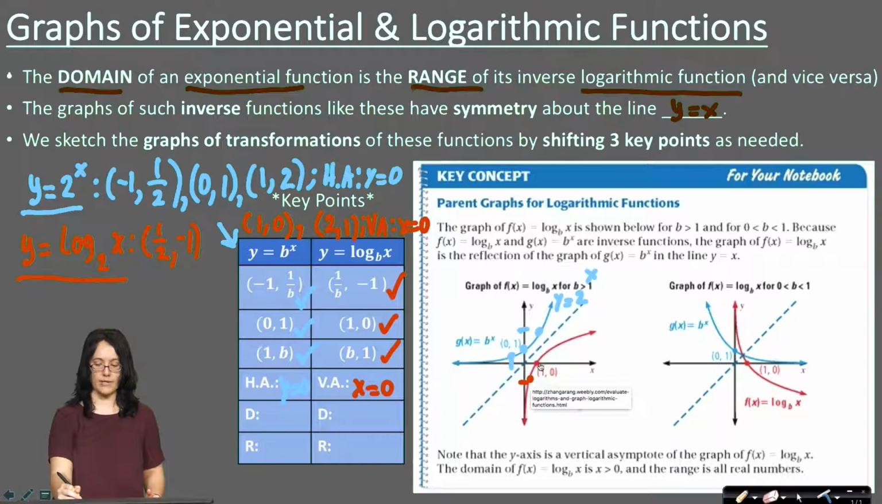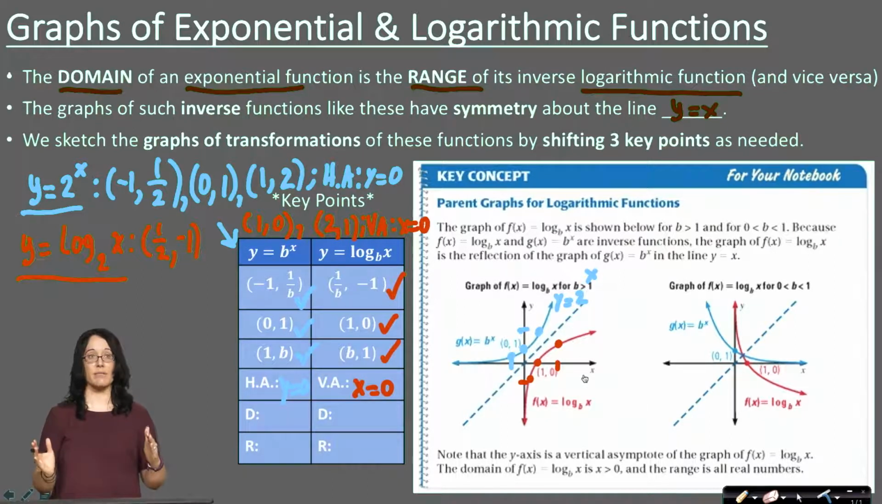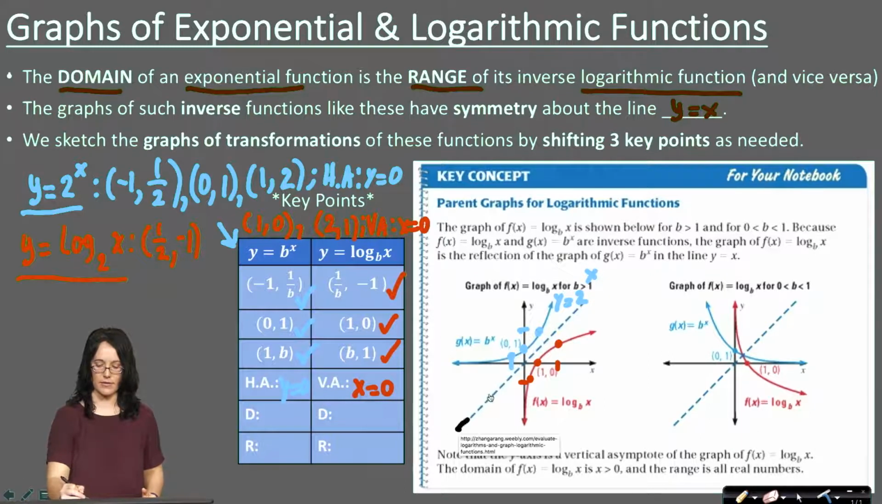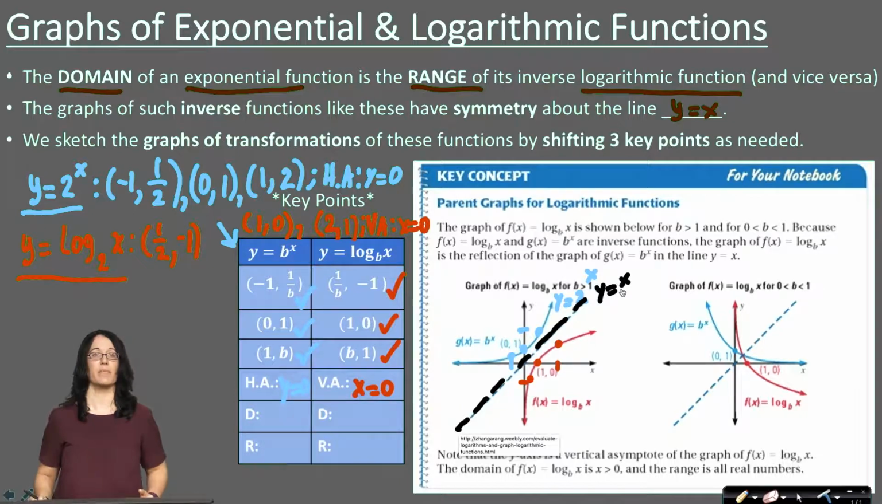We have 1, 0, that looks like there. And we have 2, 1, so maybe 2, 1 right there. It does appear that those points are mirror images about the line y equals x. So there's our line y equals x. So we should have a mirror image about that line, same distance away from that line.